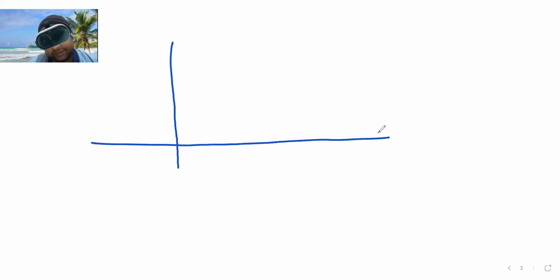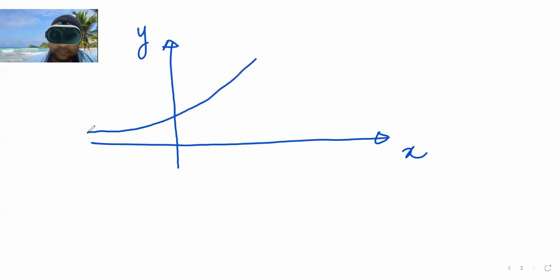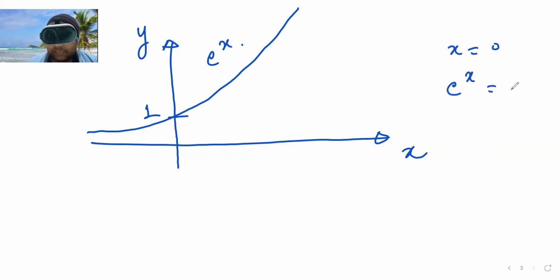If you draw E's graph, this is x-axis, this is y-axis. The graph runs like this. This graph is e raised to the power x. This point here is 1 because at x equal to 0, e raised to the power x is equal to e raised to the power 0. The value will be 1. So it cuts the y-axis at 1.